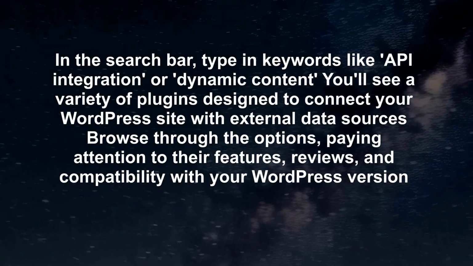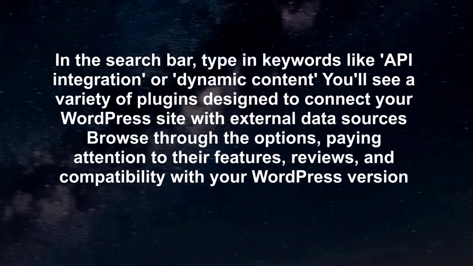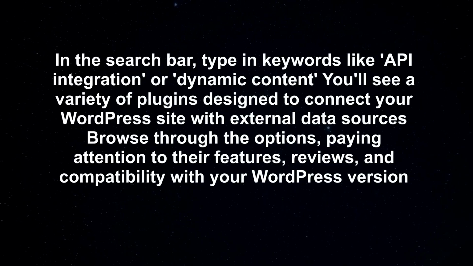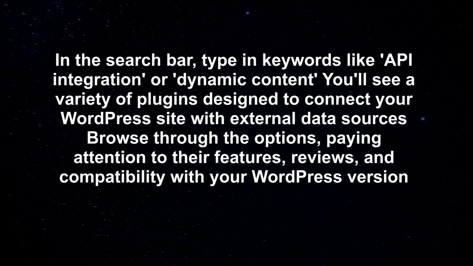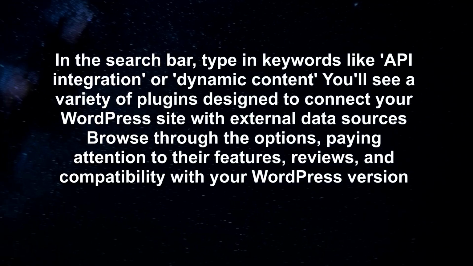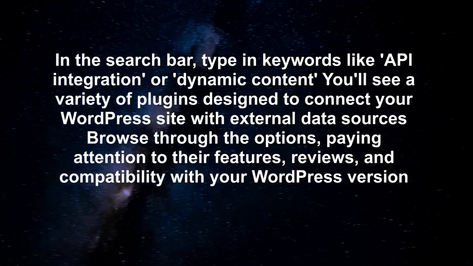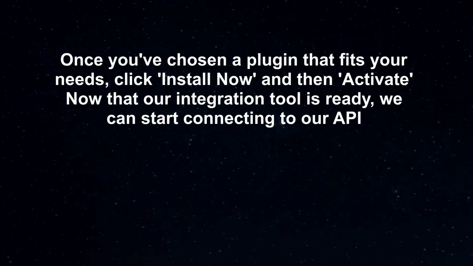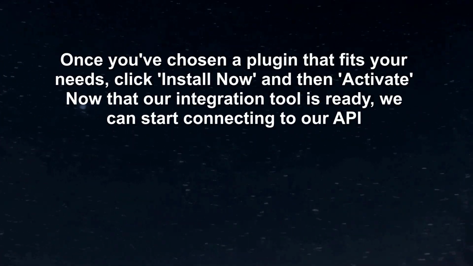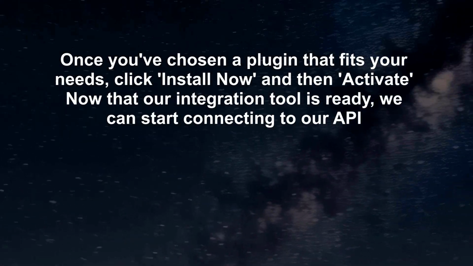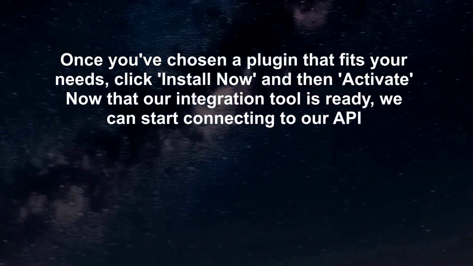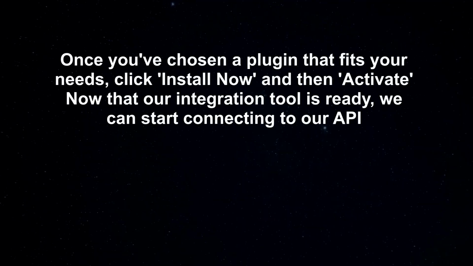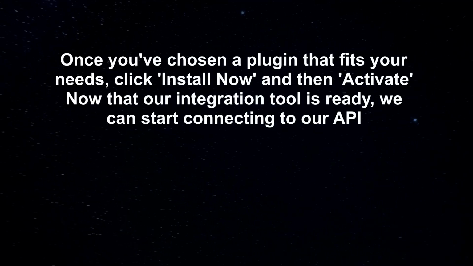You'll see a variety of plugins designed to connect your WordPress site with external data sources. Browse through the options, paying attention to their features, reviews, and compatibility with your WordPress version. Once you've chosen a plugin that fits your needs, click Install Now, and then Activate. Now that our integration tool is ready, we can start connecting to our API.